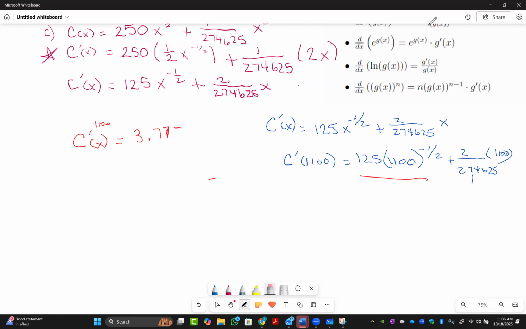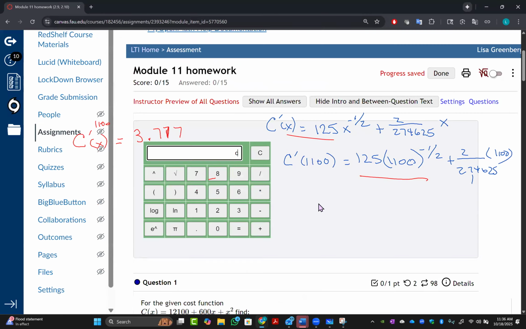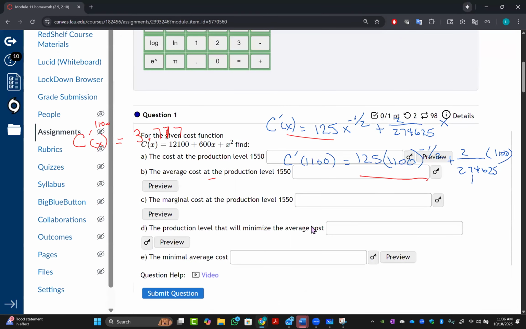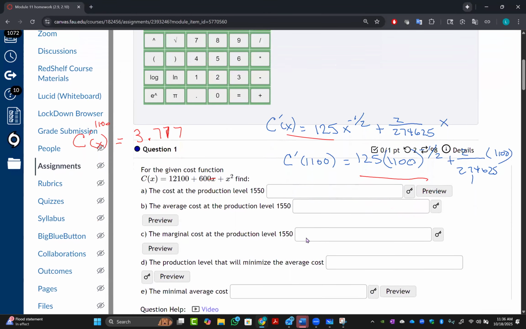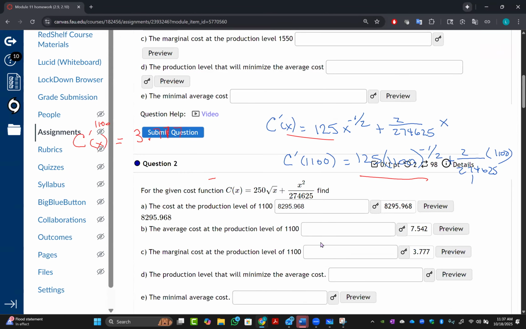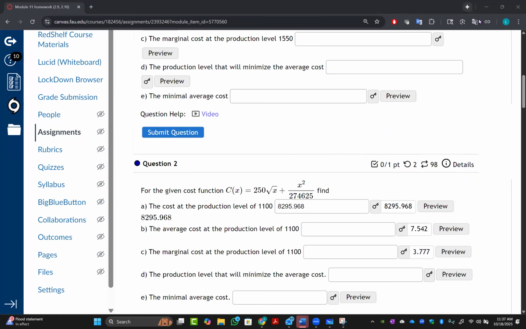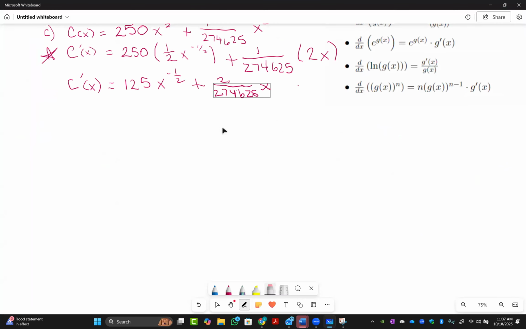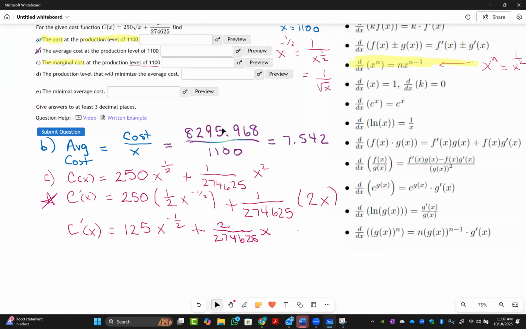777. Okay. Now let's go back and see if we got it right. It's going to be right here. 3.777, and we are not there, we're here. 3.777. Yeah, okay, all right. You feeling better? Yes. Good. I'm going to erase this and go back now to finish up the question. So that's C.